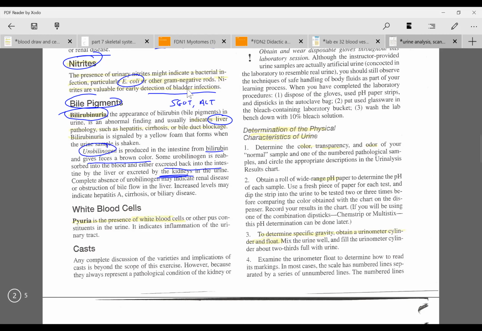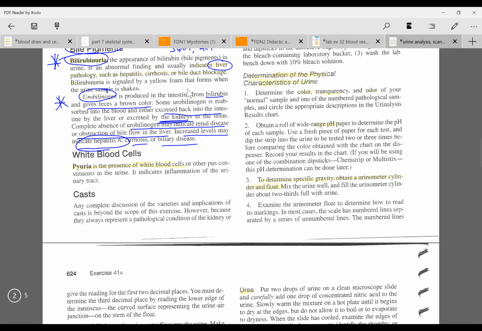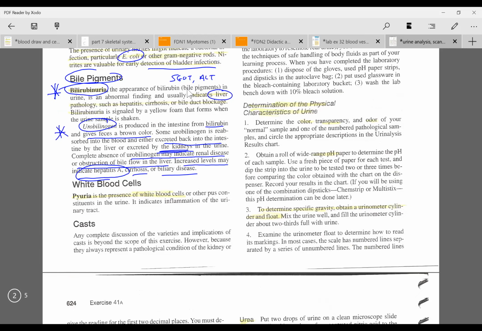So complete absence of urobilinogen may indicate renal disease or obstruction of bile flow in the liver. Increased level may indicate hepatitis, cirrhosis, or some sort of biliary disease. Okay, so these are definitely some labs that would warrant further investigation. In my time in practice, I have caught a few of these.